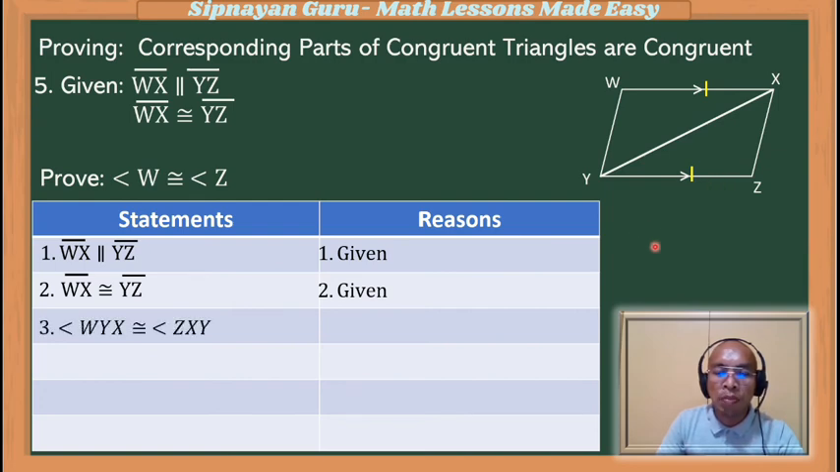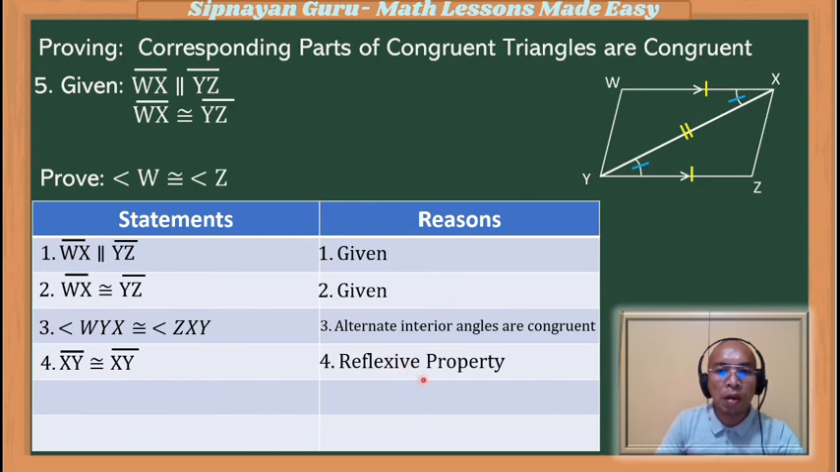Now, based on the theorem that the alternate interior angles are congruent, we can conclude that angle WYX and angle ZXY are also congruent. Since this diagonal is common to these two triangles, segment XY is congruent to itself by the reflexive property. We established that two sides and the included angle of these two triangles are congruent. Therefore, they are congruent by the side-angle-side postulate.